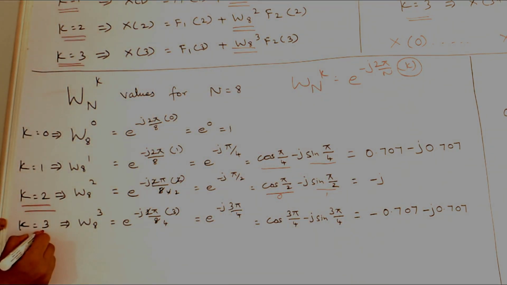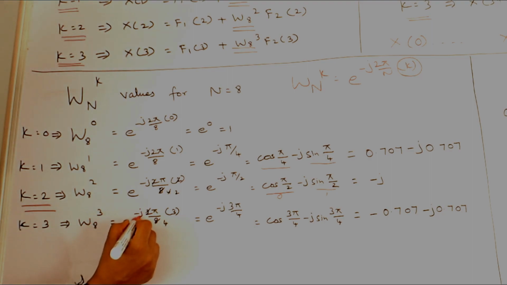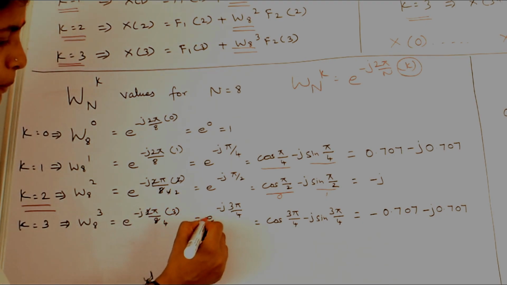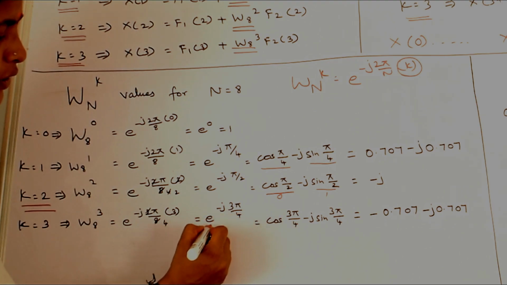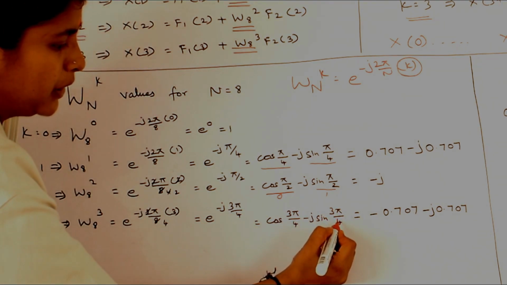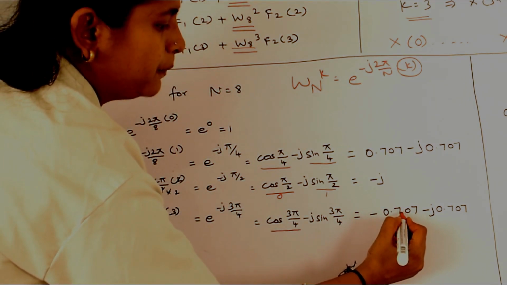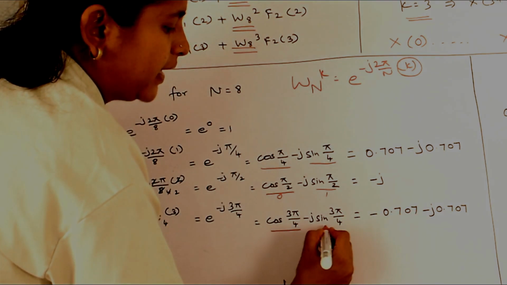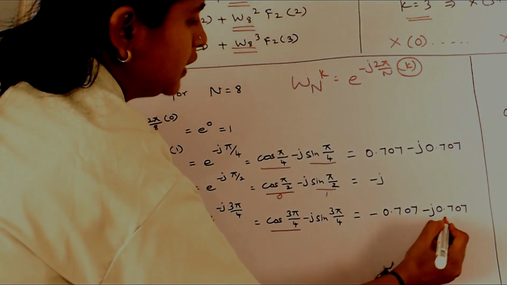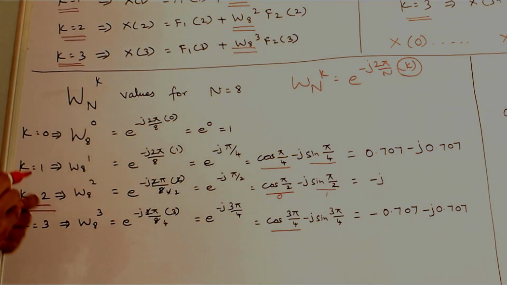Next, when you substitute k is equal to 3, you will get w8 power 3, which is equal to e power minus j 2 pi by 8 into 3. When you cancel it, you will get e power minus j 3 pi by 4. So this can be written as cos 3 pi by 4 minus j sin 3 pi by 4. The value of cos 3 pi by 4 is minus 0.707 and sin 3 pi by 4 is 0.707. So you have this equation. You have to use these twiddle factor values in your flow graph.